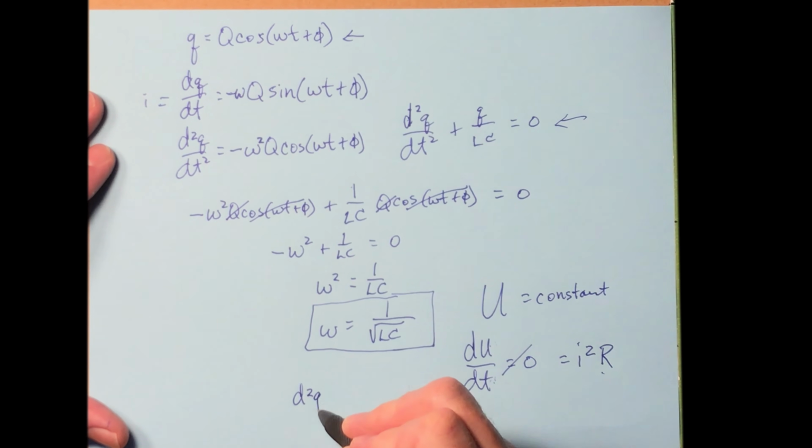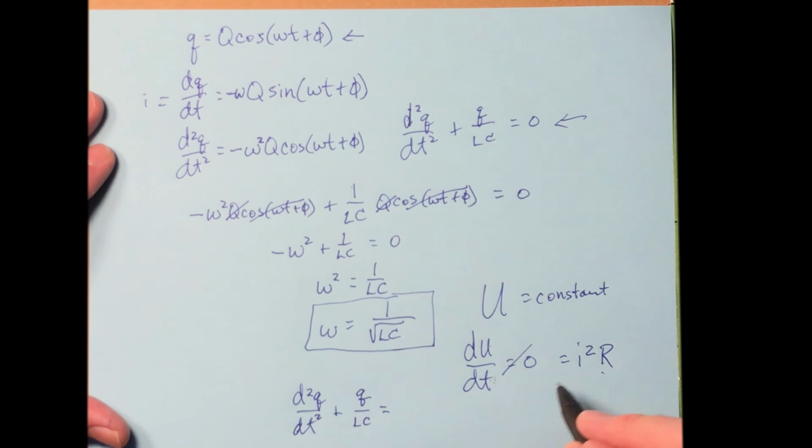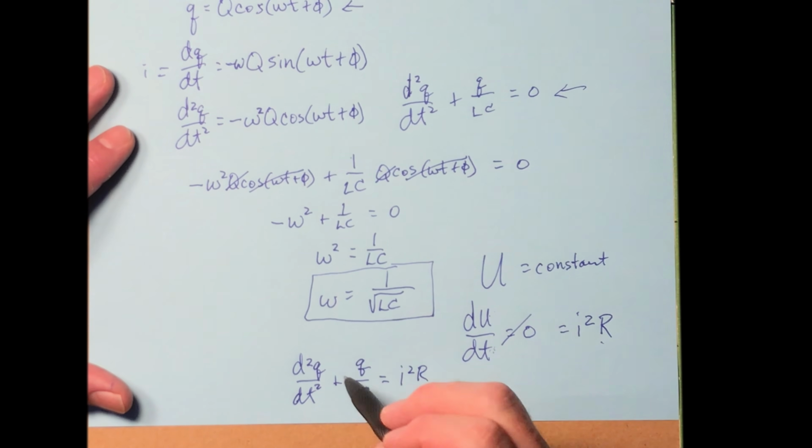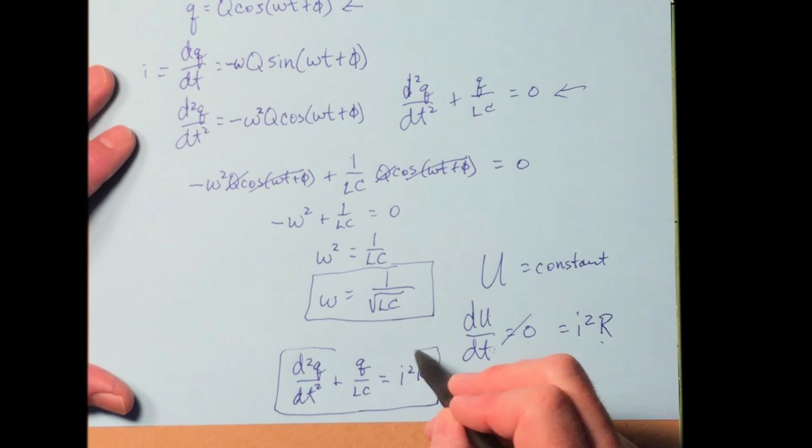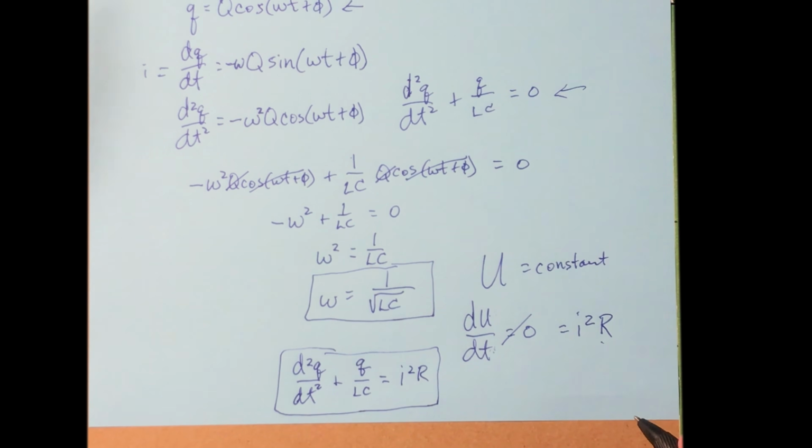So we have d squared q dt squared plus q over LC is no longer equal to 0, it's equal to I squared R. And whenever we try to solve this one, we're going to get more than one solution, to be honest. We get a whole mess of solutions.